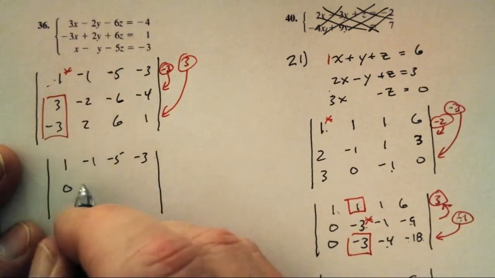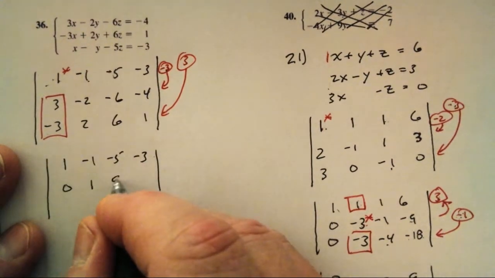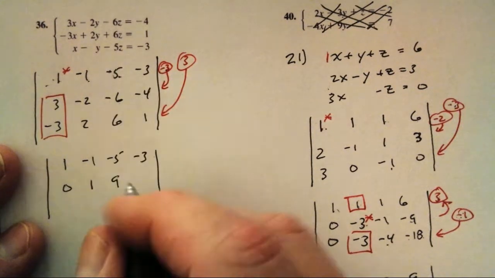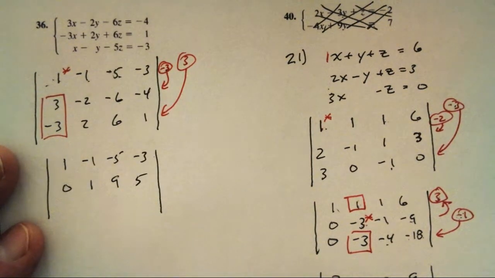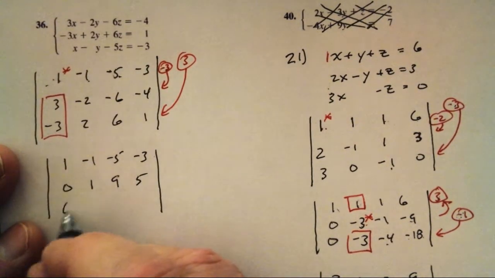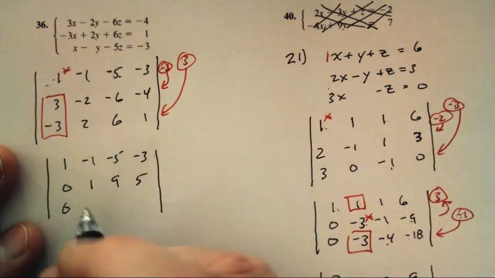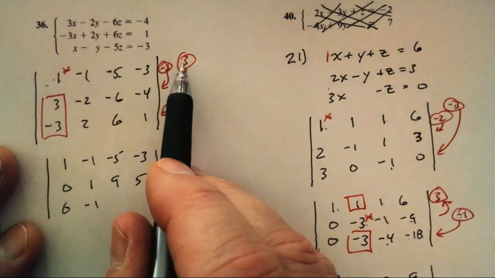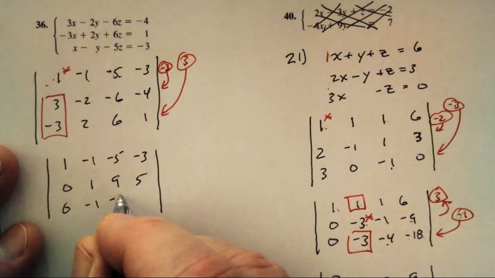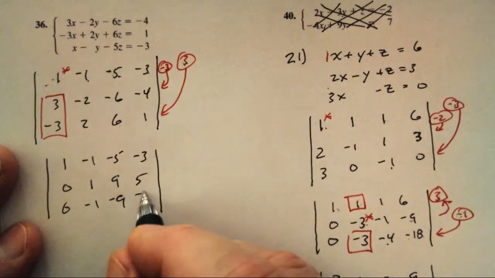Positive 3 and negative 2, 1. 15 and negative 6, 9. 9 and negative 4, 5. And now paying a visit to the bottom row. 3 and negative 3, 0. Negative 3 and 2, negative 1. Negative 15 and 9, and 6, negative 9. And negative 9 and 1, negative 8.